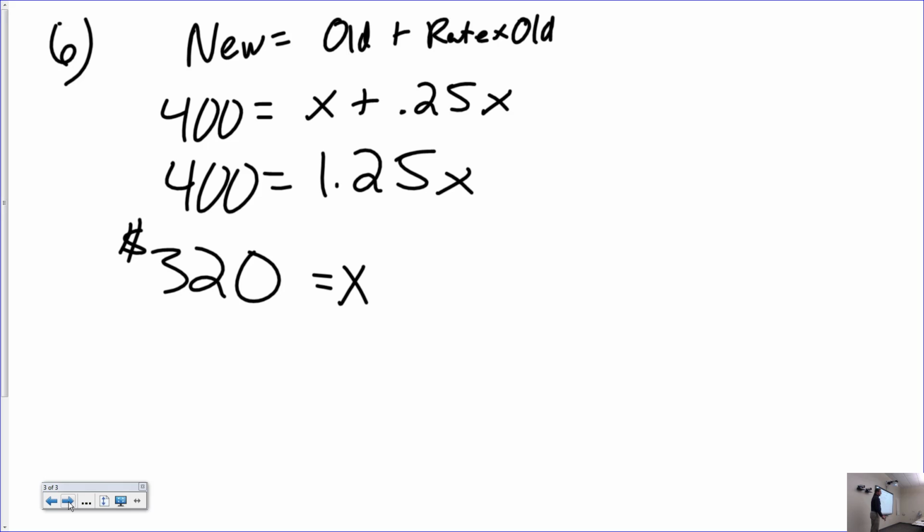Almost a guarantee. Now, on the final exam, it may be a percent decrease problem, where I tell you you had a 40% off coupon and the new price is $38. What was the original price? But you're doing a decrease instead of an increase. Remember, then you subtract instead of add.